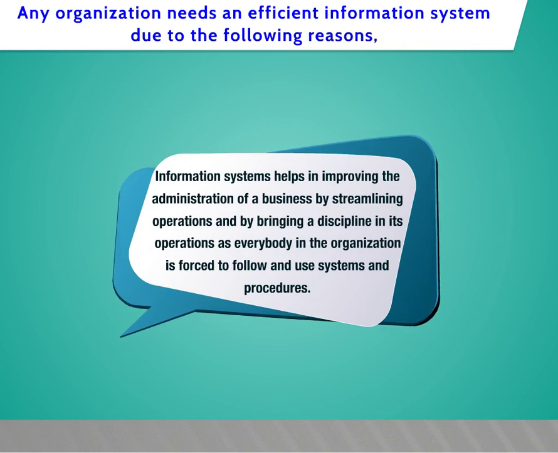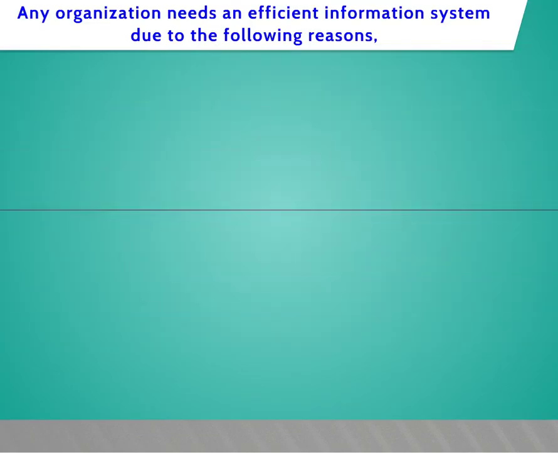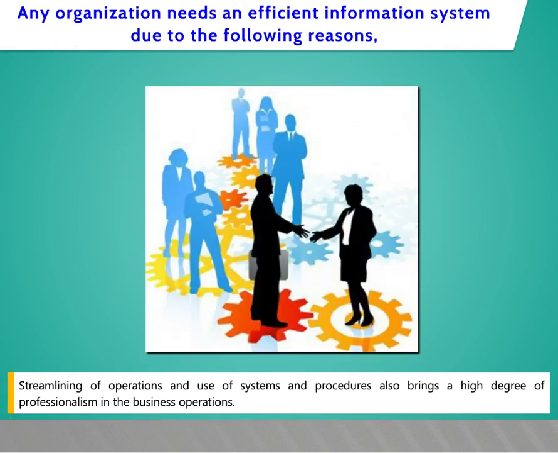Information systems help in improving the administration of a business by streamlining operations and by bringing a discipline in its operations, as everybody in the organization is forced to follow and use systems and procedures. Streamlining of operations and use of systems and procedures also brings a high degree of professionalism in the business operations.